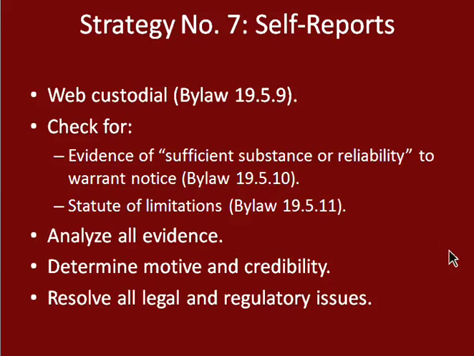When you're preparing your self-reports and you have access to the web custodial, be sure you review all of the NCAA enforcement staff's files as well as your information. Check to see whether or not the enforcement staff has collected sufficient information to warrant a notice of allegations. If your investigation determines that there are no violations that occurred, then that's what your self-report should argue and base it upon. You need to analyze all evidence, including determining the motives and credibility of everyone that you talk to. Again, the toolkit has a checklist which you can use to determine the credibility and motive of your interviewees, and also resolve any legal or regulatory issues.